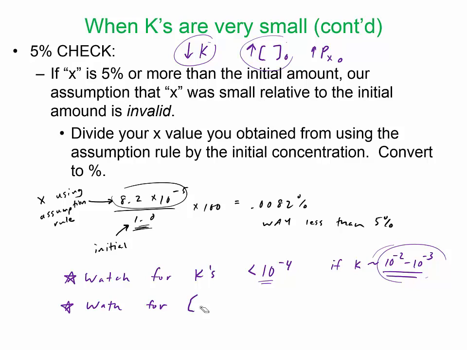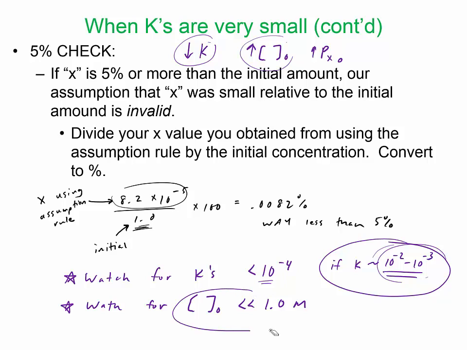Then watch for initial amounts that are a lot less than 1 molar. If your K value is around here and your initial amount is less than 1 molar, then you're probably not going to be able to use the assumption rule. So those are a couple guidelines.